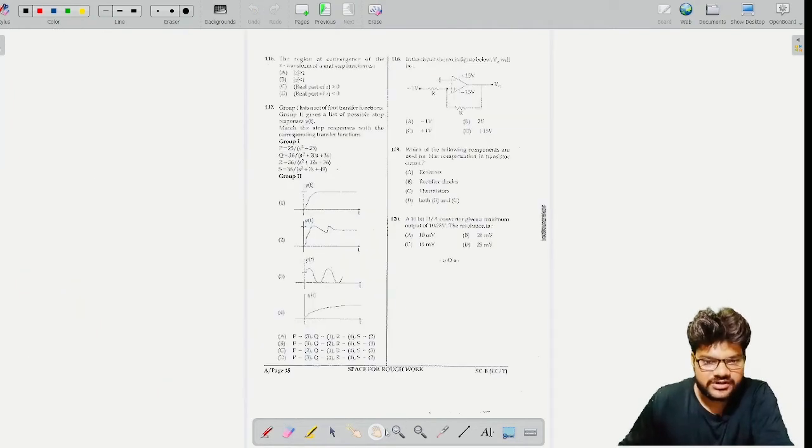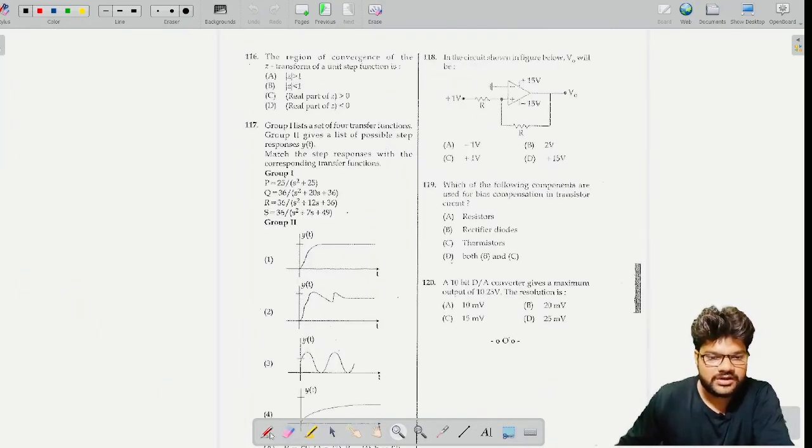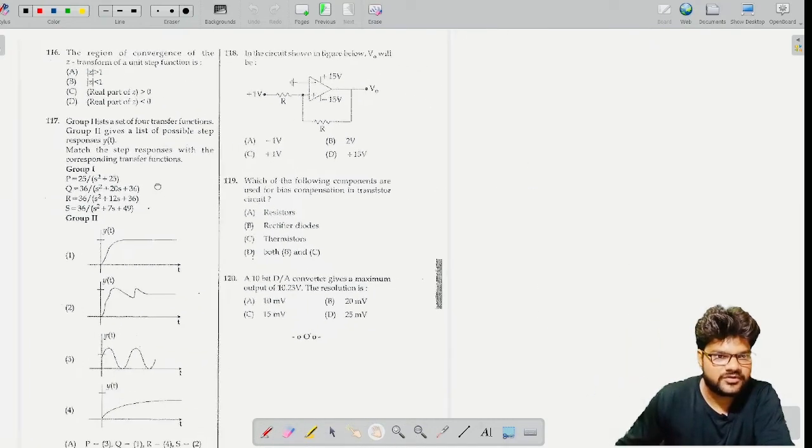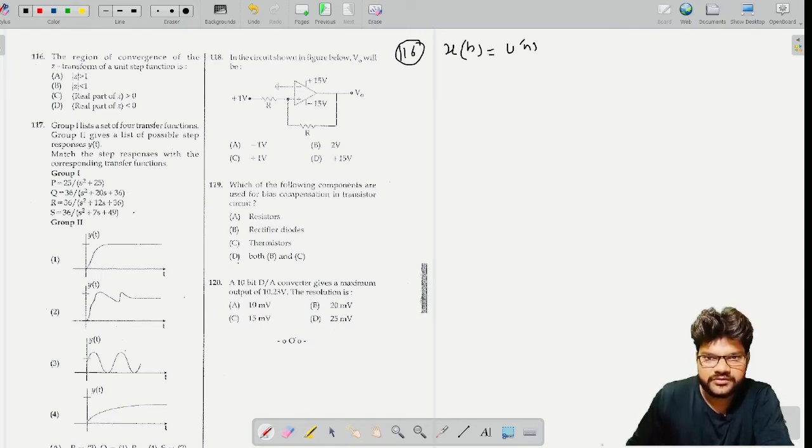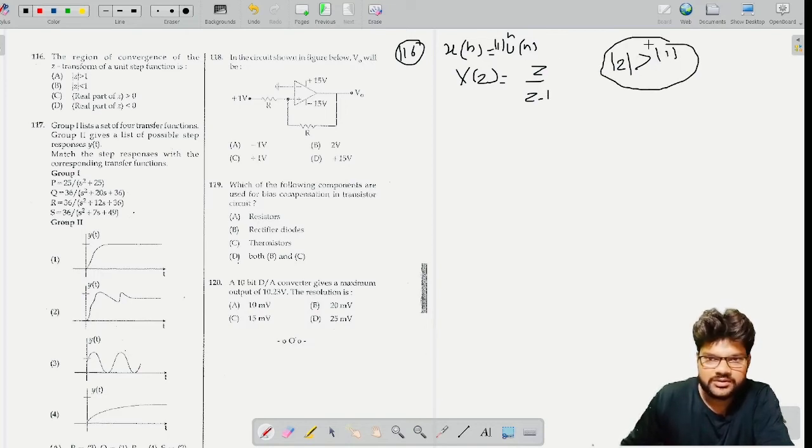So next question is 116, and this is again a question from signals and systems, from Z transform. The question is the region of convergence of the Z transform of the unit step function. If the unit step function is x[n] equals u[n], we know its Z transform will be X(z) equals z upon z minus 1, because we can assume here a to the power n u[n], and a is 1. So the ROC is going to be mod of z greater than 1, so the correct option will be A.